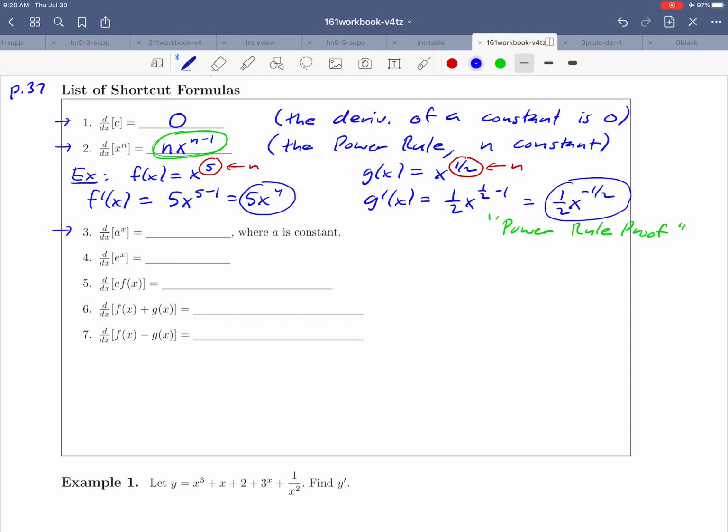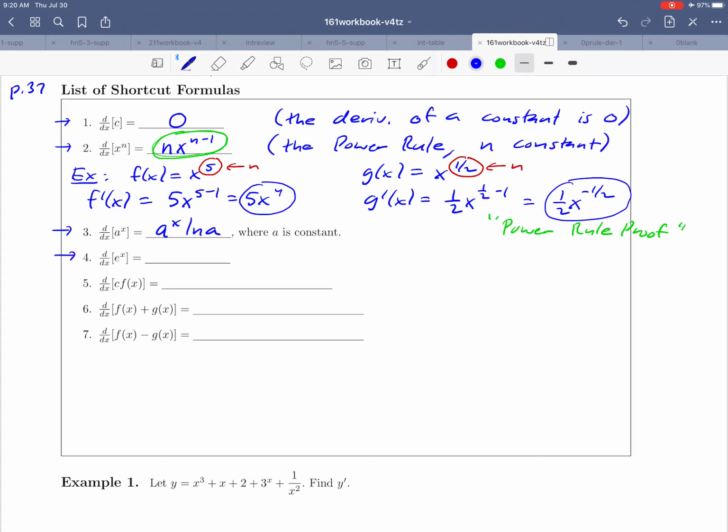Okay, and continuing down our list, what if we wanted to take the derivative of a function that looks like a to the x, where a is a constant? This is called an exponential function, and its derivative turns out to be a to the x ln of a. Again, I'm kind of just showing you what the formula is. It can actually be derived using the limit definition and algebra if you want to.